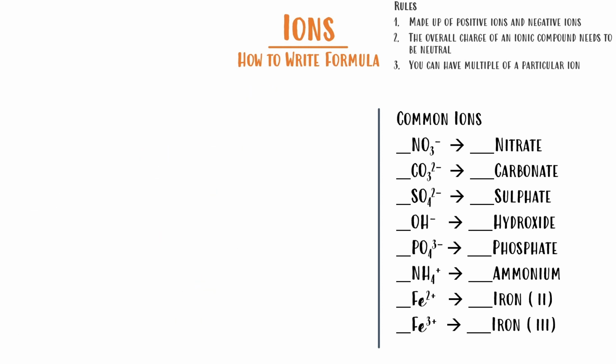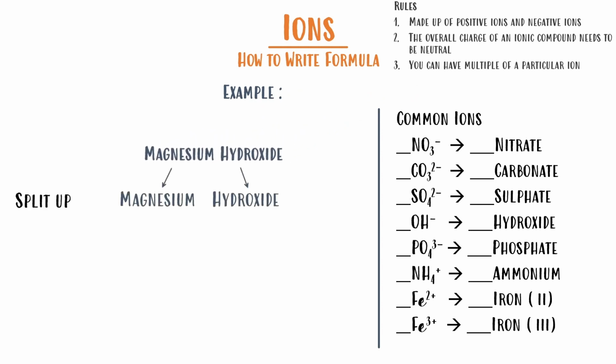For our next example here, we've got magnesium hydroxide, and we'll follow the same steps we did previously. So we'll split this up into magnesium and hydroxide. The charges, well, magnesium's a metal in group 2, so it'll be +2, whereas hydroxide is one of those common ions which I mentioned earlier, and its charge is -1.